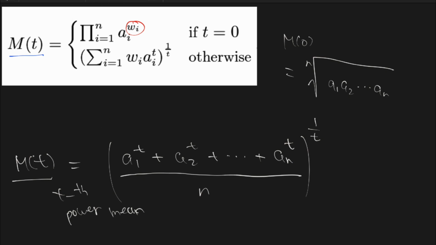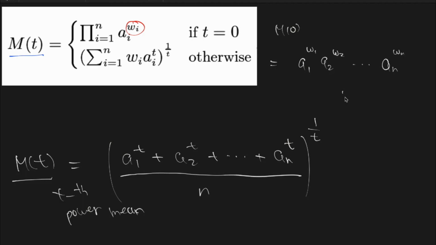So for example, for the 0th power mean, if I were to weight it, instead of giving everything an equal weight, I would write m0 is equal to a1 to the weight w1, so this is the first weight, times a2 to the weight w2, all the way to an to the weight wn. And then we also make sure that the weights add up to 1, so there's nothing weird happening. For example, the normal geometric mean would just happen when all the weights are equal to 1 over n.